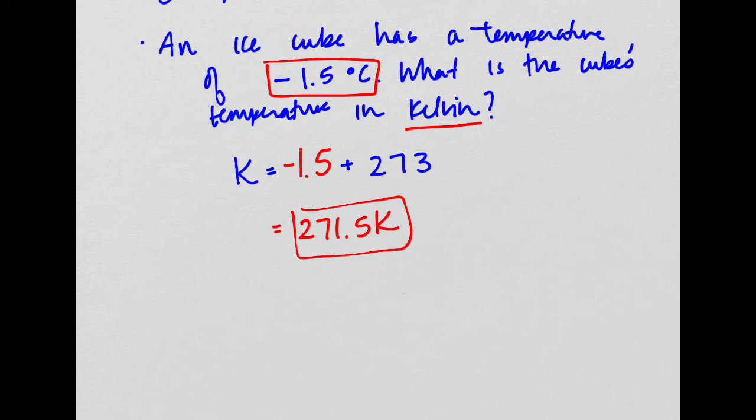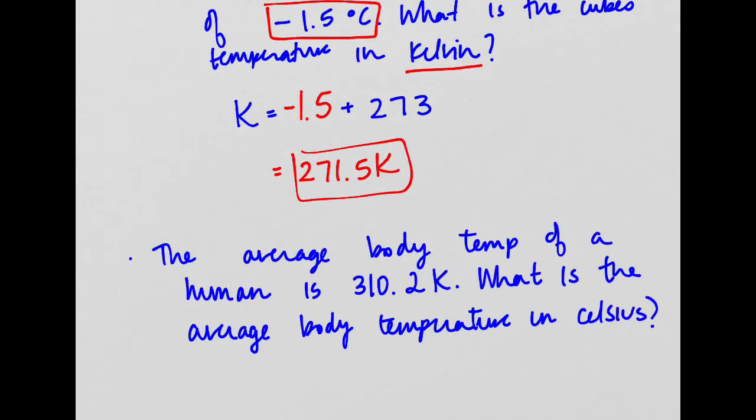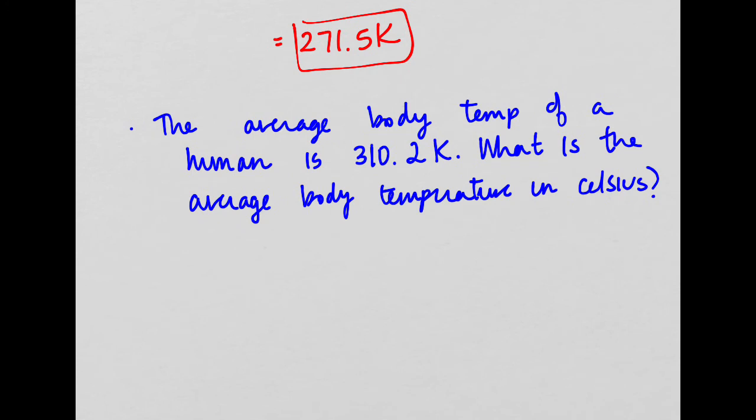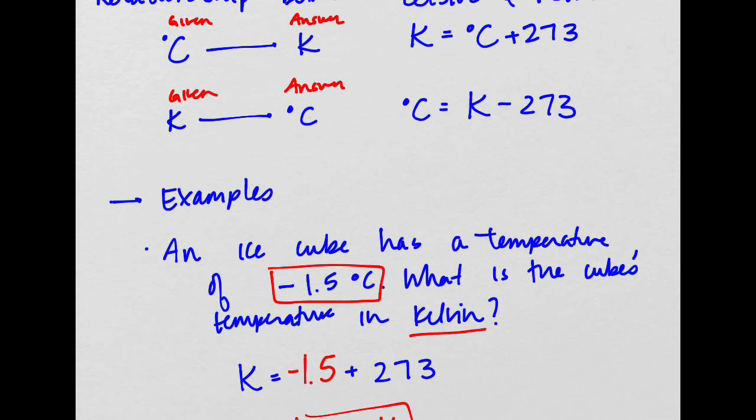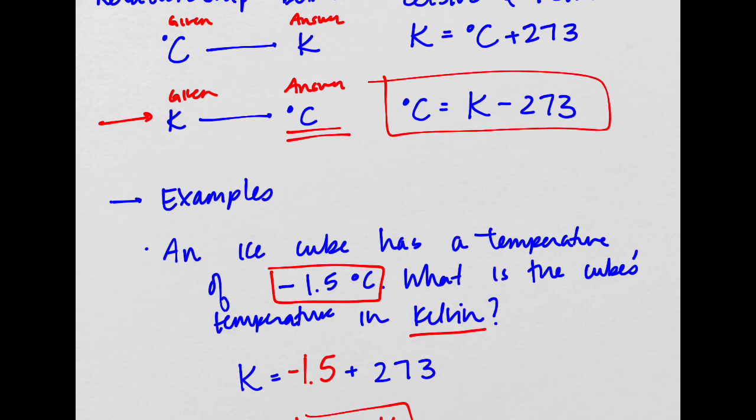Okay, let's look at one more example with Kelvin and Celsius here. All right. Average body temperature of a human is 310.2 Kelvin. What is the average body temperature in Celsius? We are given something in Kelvin, and we want our answer to be in Celsius. So if we look up here, we are given Kelvin. We want our answer to be in Celsius, so we will use this equation.